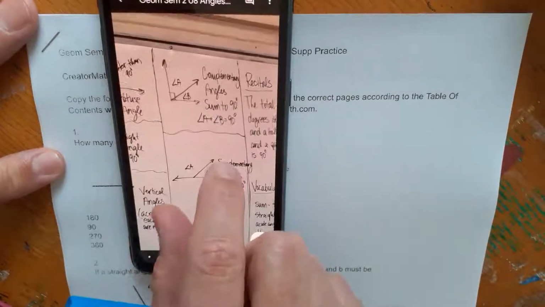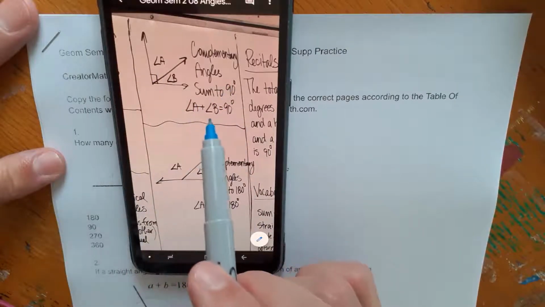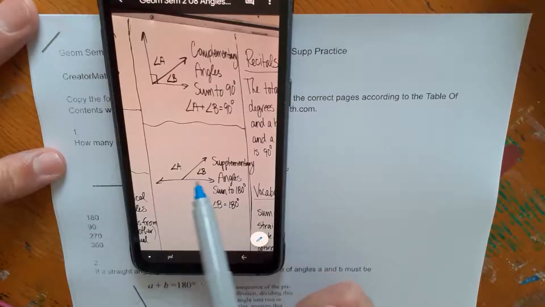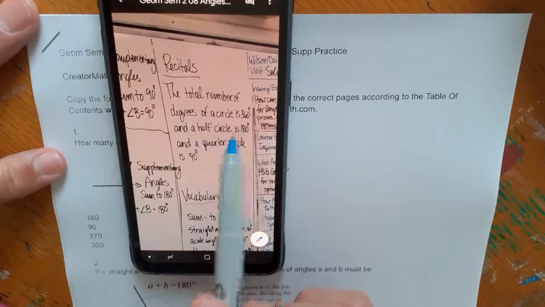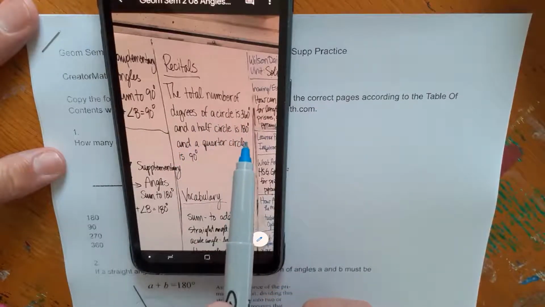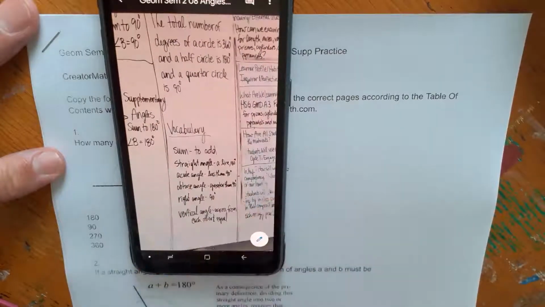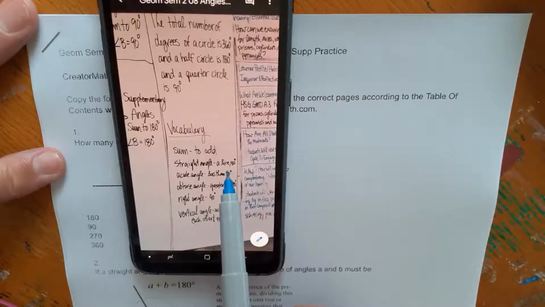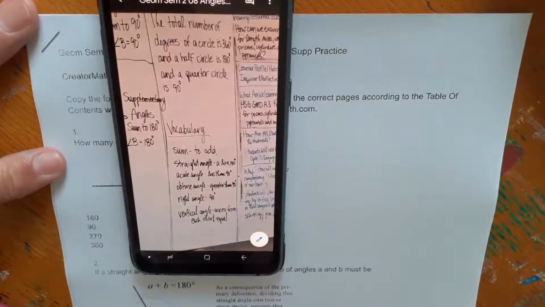Okay, so copy this into your comp book. Complementary angles sum to 90 degrees. There's an example, a plus b equals 90. Supplementary angles sum to 180. Here's an example, a plus b is 180. The total number of degrees in a circle is 360. Half of that's 180. Quarter circle is 90. A little bit of review. Vocab: sum means to add. A straight angle is a straight line or a 180 degree angle. Acute is less than 90. Obtuse is greater than 90. Right angle is 90 degrees. Vertical angles are across from each other and are equal.